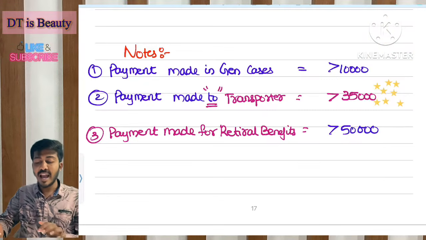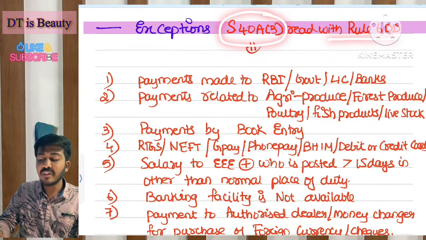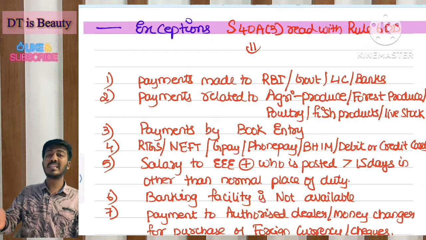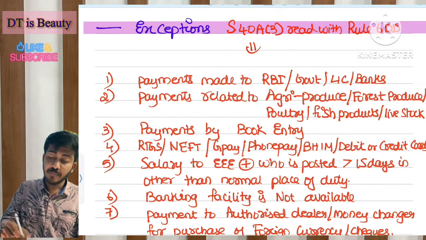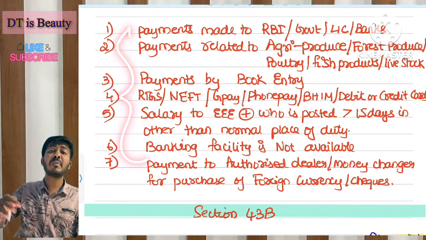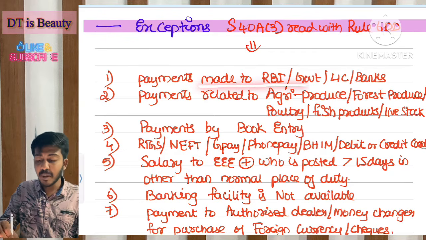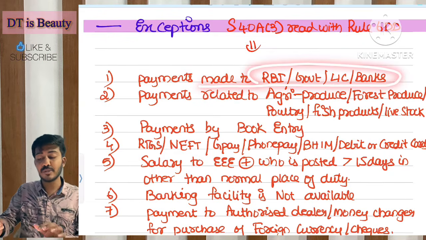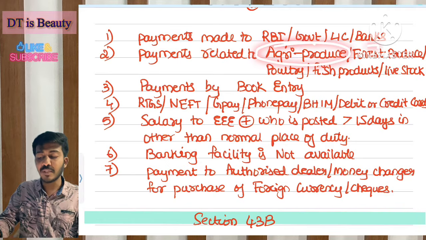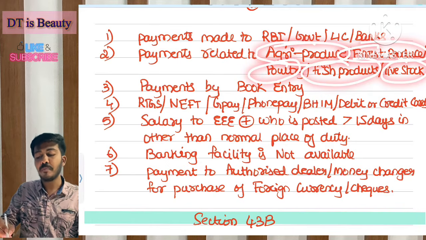For this, you will have to learn the exceptions. Section 40A(3), read with Rule 6DD. What is the thing here? The section says for all these people, even if you make a cash payment greater than 10,000, you can take it as a deduction. That is, if you make any payment to RBI, government, LICs or banks, you can take it as a deduction. Payments related to agricultural produce purchase, forest produce purchase, poultry purchase, fish products, livestock, everything you can take.